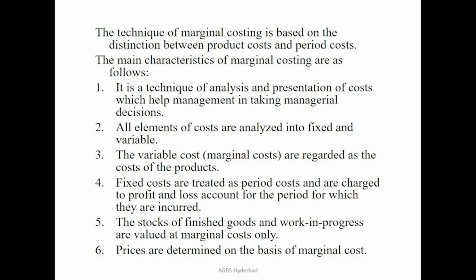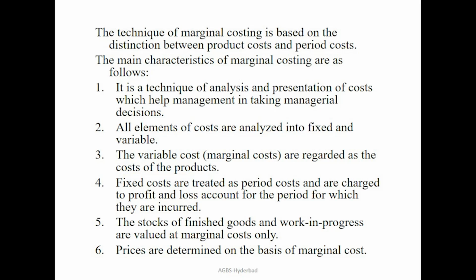All elements of costs are analyzed into fixed and variable, and the variable costs, that is the marginal cost, are regarded as the cost of the products, because, as we discussed, fixed costs are fixed forever, and the extra expense incurred is only the variable expense. That variable cost only is the cost of products, whereas fixed costs are treated as period costs and are charged to the profit and loss account for the period for which they are incurred.